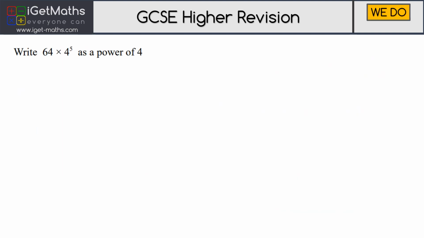Okay, so write 64 times 4 to the power of 5 as a power of 4. So first thing we need to do is convert this 64 into a power of 4. If I was to do 4 times 4, that is 16, and that is 4 squared. And if I was to do 4 times 4 times 4, that would give you 64, and that is 4 to the power of 3. So that, as a power of 4, is 4 to the power of 3.